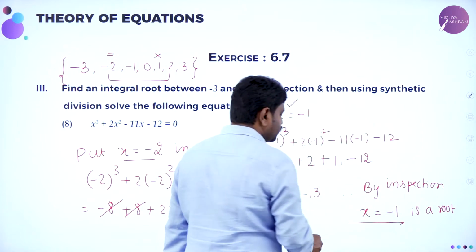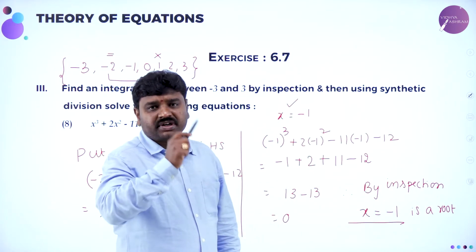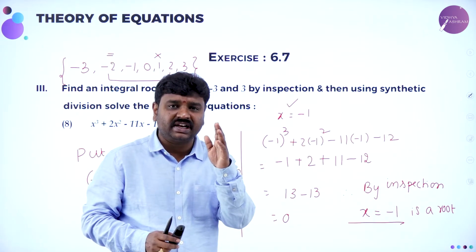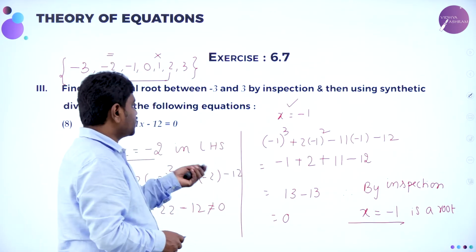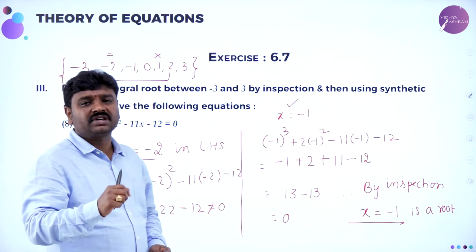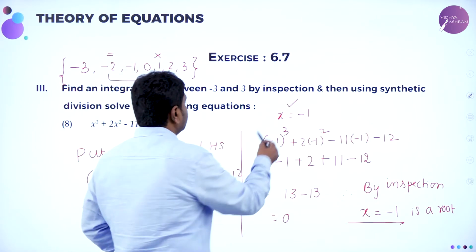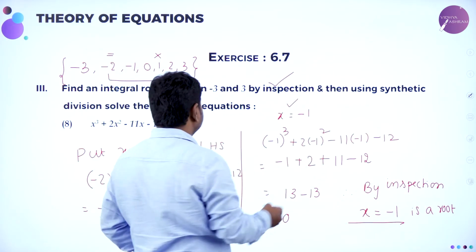And what is the technique we used? We used the inspection method. What is meant by inspection? Take the value, substitute in the place of x in LHS, you should get RHS. It satisfies. X is equal to minus 1 satisfies the cubic equation given, therefore it is a root. Now we will go ahead with synthetic division. Inspection is done. Now we should go for synthetic division.